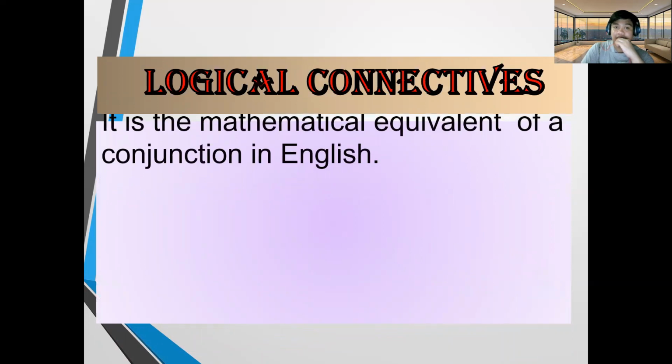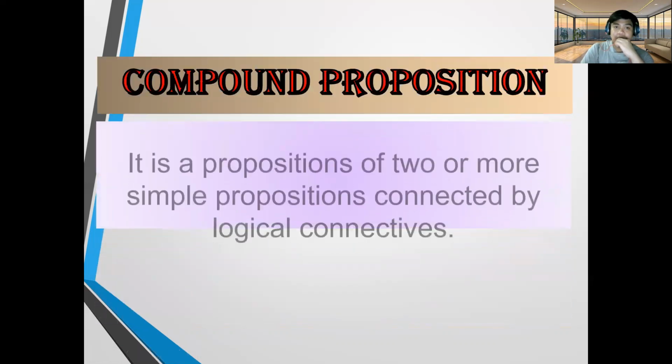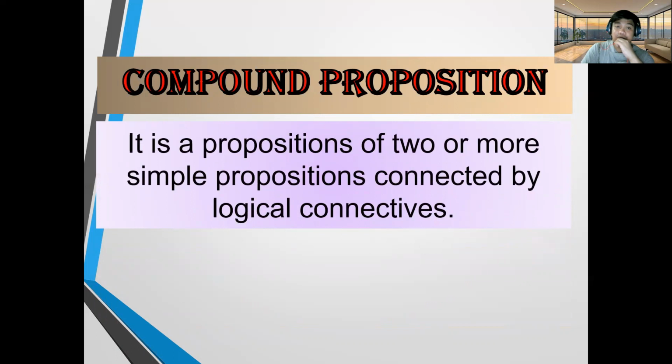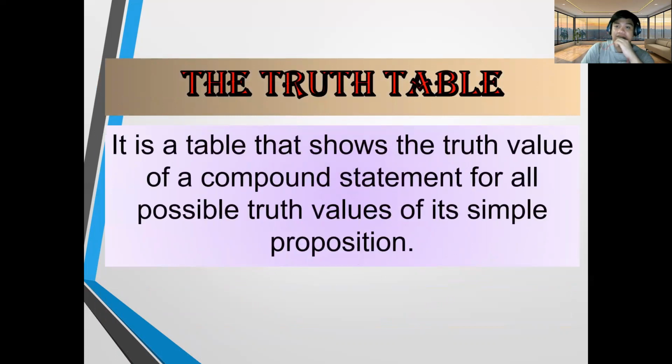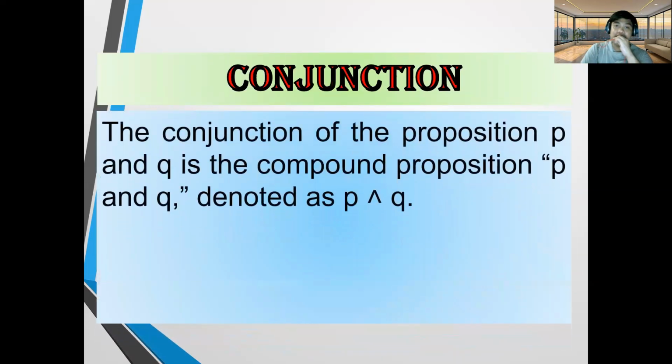So we have here logical connectives. It is the mathematical equivalent of a conjunction in English. So it is 'and' and 'or'. We use this symbol, the inverted V, for 'and', and for 'or' it is V. So we have compound proposition. It is a proposition of two or more simple propositions connected by logical connectives. So we have here truth tables. A truth table is a table that shows the truth value of a compound statement for all possible truth values of a simple proposition. Let us have an example for conjunction.